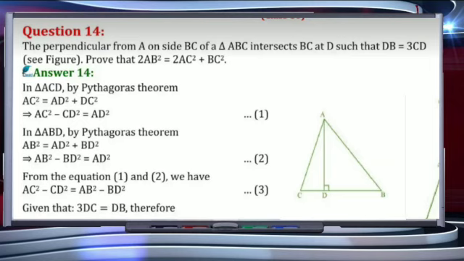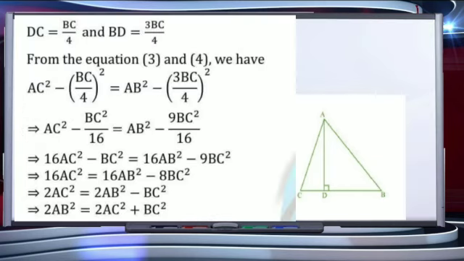Now we can substitute BD, that is DB, as 3 times CD. So students, as we are given that BD is equal to thrice of CD, we can write CD and BD in terms of BC. So DC will be 1/4 of BC, whereas BD will be equal to 3/4 of BC. So we are going to substitute these values of CD and BD in the above equation. So it reduces to AC square minus BC square by 16 is equal to AB square minus 9 times BC square by 16.